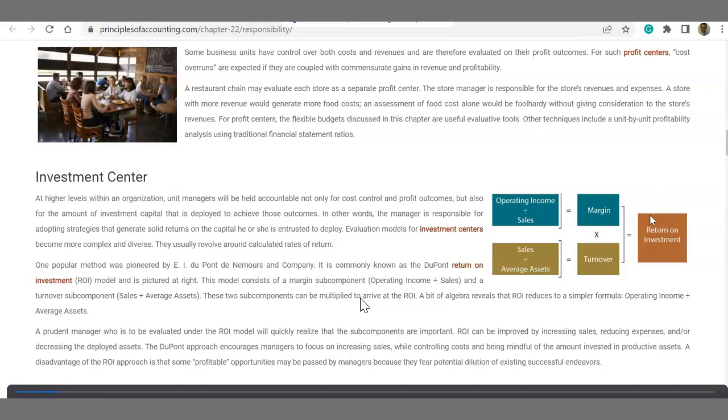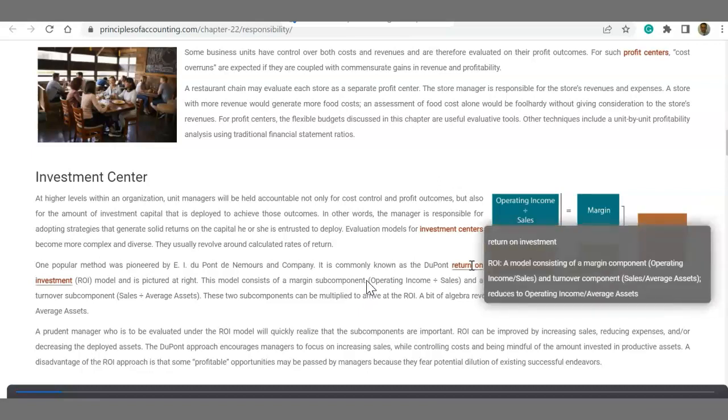Now, for me to remember this, I easily remember return on asset. Return is profit on investment, right? Return on investment. So return on investment means how much profit you have for every $1 of investment.